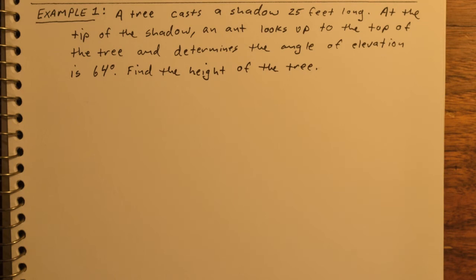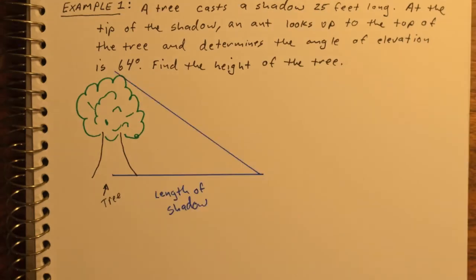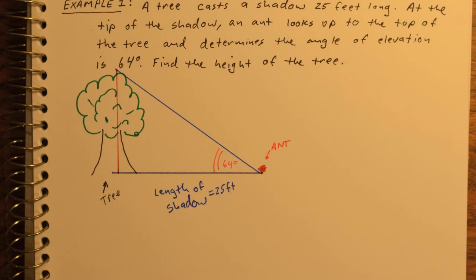Well, let's draw pictures. We know we have a tree, and the tree is casting a shadow, and we know that the length of the shadow is 25 feet long. And at the very tip of the shadow is an ant, and somehow that ant figures out that the angle of elevation is 64 degrees. And we want to find the height of the tree. So we'll just use trigonometry.